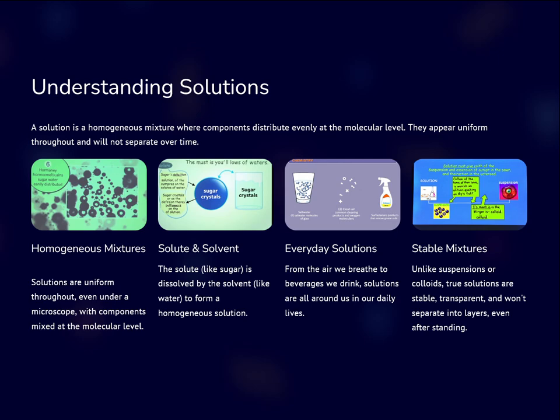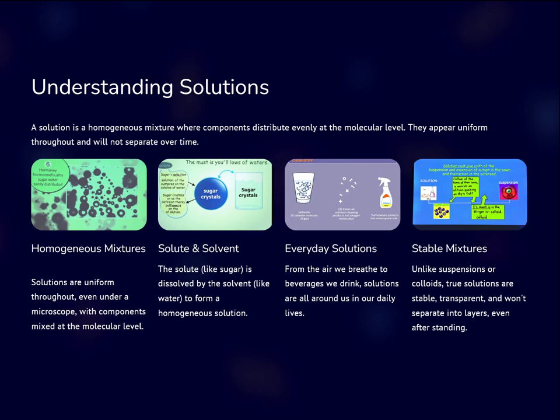For example, when you dissolve sugar in water, the sugar molecules are surrounded by water molecules and then evenly spread out. If you look under a microscope, you wouldn't be able to distinguish the water from the sugar because they are thoroughly mixed. Importantly, solutions remain stable over time. They don't settle, and the components don't separate.